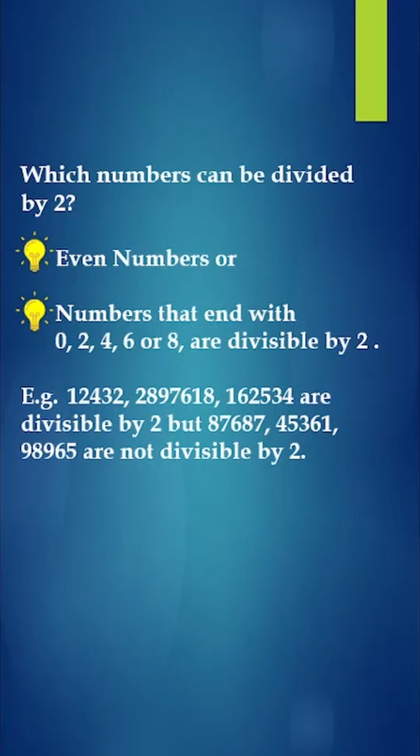All even numbers, or numbers that end with 0, 2, 4, 6 or 8, are divisible by 2. Whatever the size of the number, we only look at the last digit.